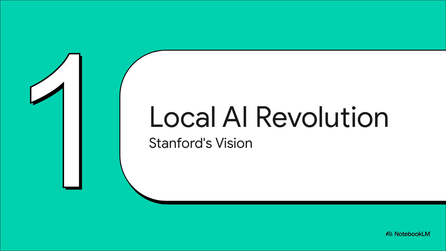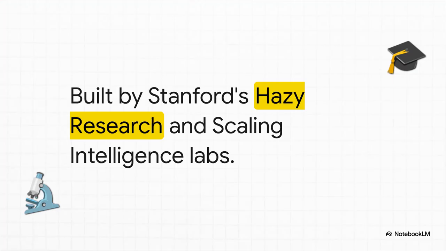Section 1. The Local AI Revolution, Stanford's Vision. It's super important to understand the pedigree behind this tool. OpenJarvis isn't just some weekend project slapped together by hackers in a garage. No, it's a serious scientific endeavor built by top-tier researchers over at Stanford University, specifically Stanford's Hazy Research and Scaling Intelligence Labs. Having that kind of academic foundation gives this open-source framework just incredible credibility.